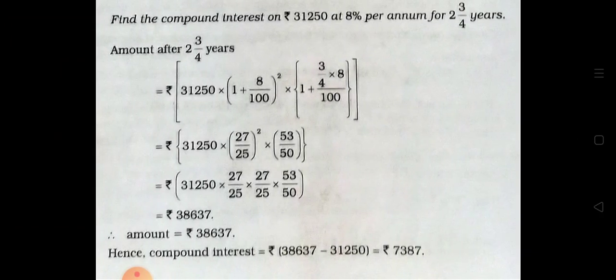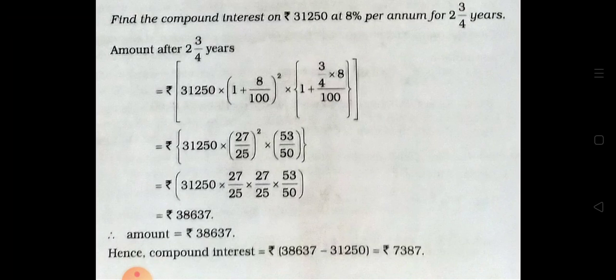So let's see one question. Find the compound interest on 31,250 at 8% per annum for 2 whole 3 by 4 years. So the amount after 2 whole 3 by 4 years will be 31,250 multiplied by (1 plus 8 by 100) whole square, multiplied by (1 plus 3 by 4 into 8 divided by 100). The time 3 by 4 will be directly multiplied with the rate, and you will be able to calculate the amount after 2 whole 3 by 4 years as 38,637.